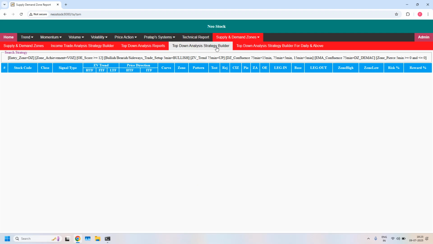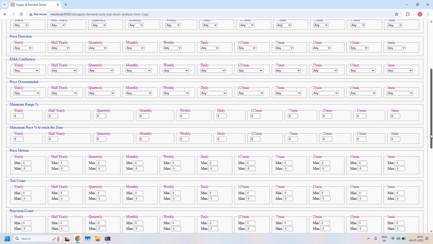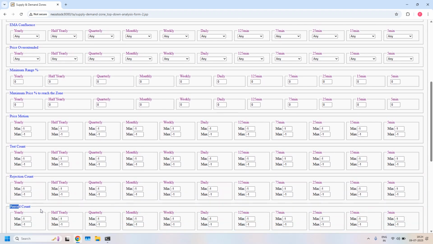Okay, next let us look into hourly income trade, short trade setup. Hourly income trade, bearish trade setup. Entry time frame 5 minutes, entry zone, supply zone. Bullish or bearish at 5 minutes, I am selecting bearish. Zone achievement, violated opposing zone. Minimum order enhancer score 12. And also 5 minutes supply zone should not be pierced. So in the pierced count parameter at 5 minutes time frame, minimum value 0, maximum value 0.